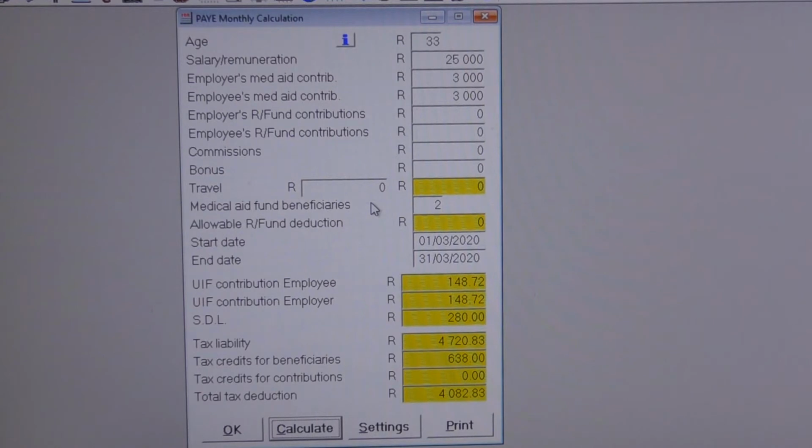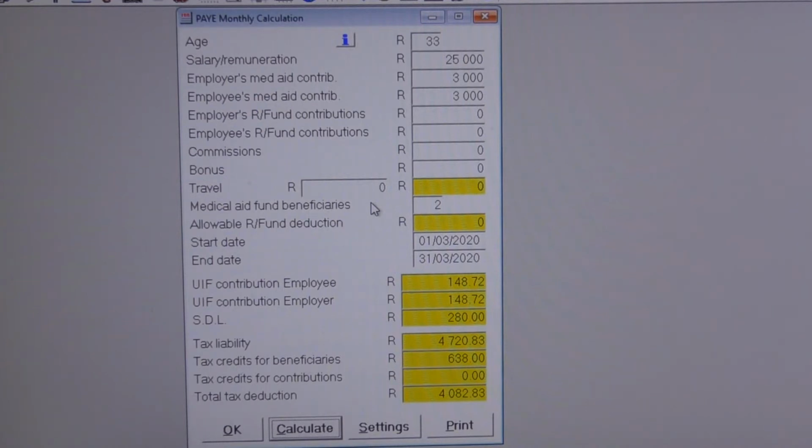The tax on 28,000 Rand is 4,720 Rand. But the two beneficiaries mean the employer has to give the employee a tax credit of 638 Rand for the two beneficiaries. This means the pay-as-you-earn tax is reduced to 4,082 Rand.